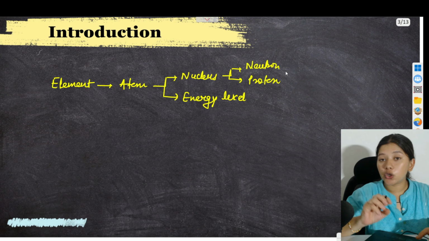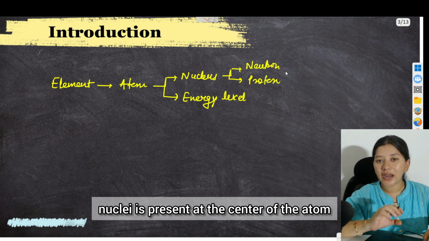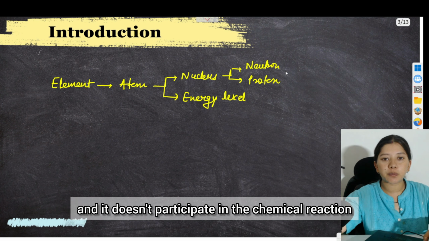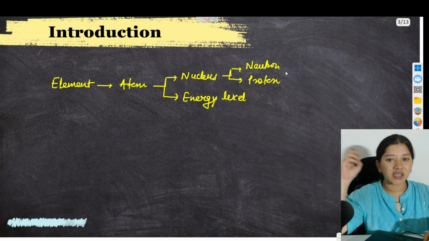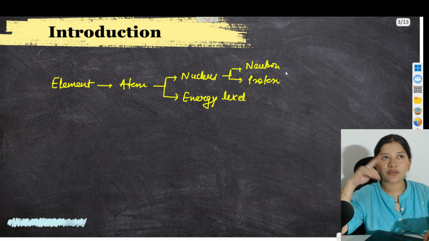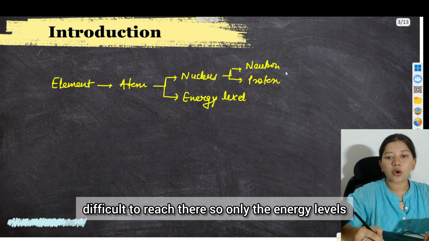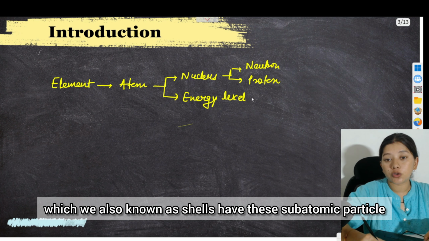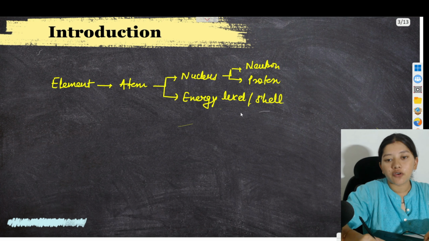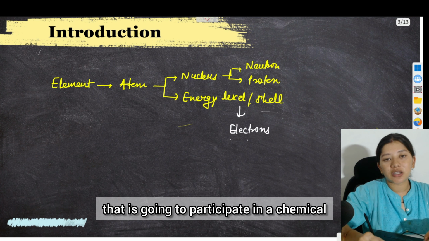Now see, the nucleus is present at the center of the atom, and it doesn't participate in the chemical reaction because it's present at the center. It's very difficult to reach there. So only the energy levels, also known as shells, have the subatomic particle known as the electron, which is going to participate in a chemical reaction.